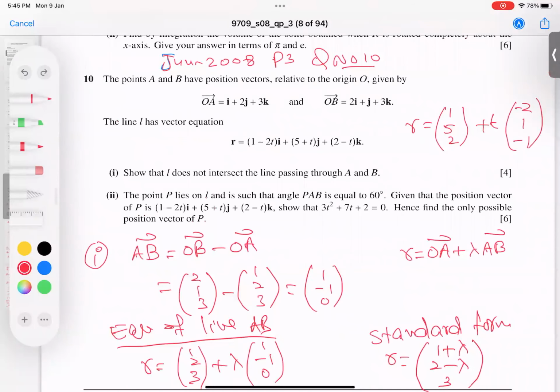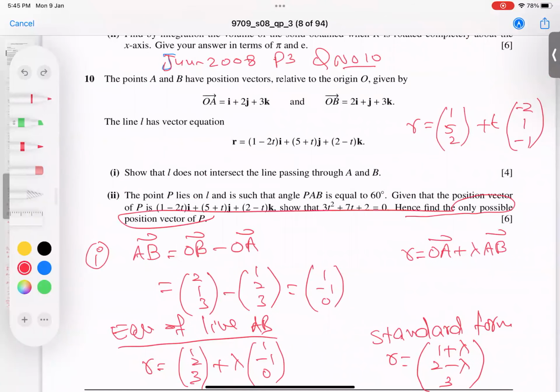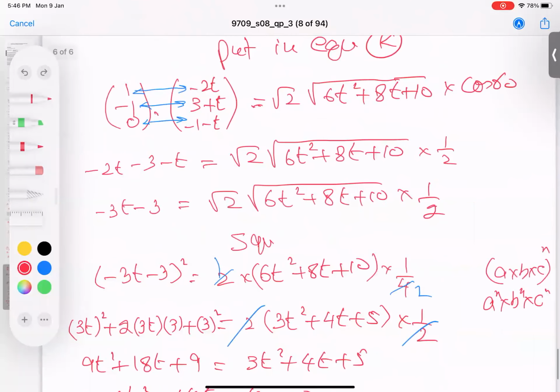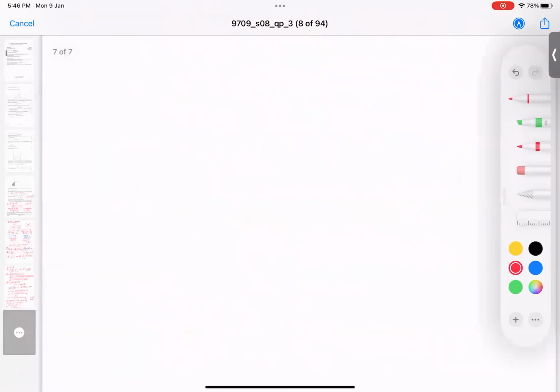And now find the only possible position vector of P. So not a hard job, because we know that the position vector of P is given by this. So we will solve for the t values. We got 2 t values. We will plug in that t value here. Okay, there's another important point left here. So let's discuss that point, and then inshallah, the question is completely over.